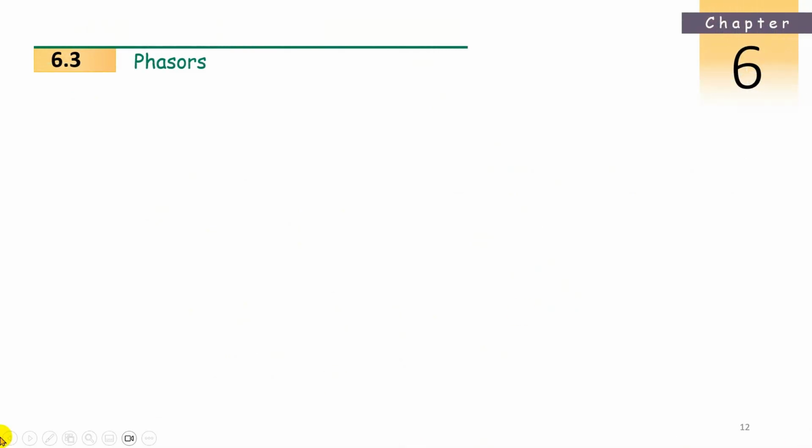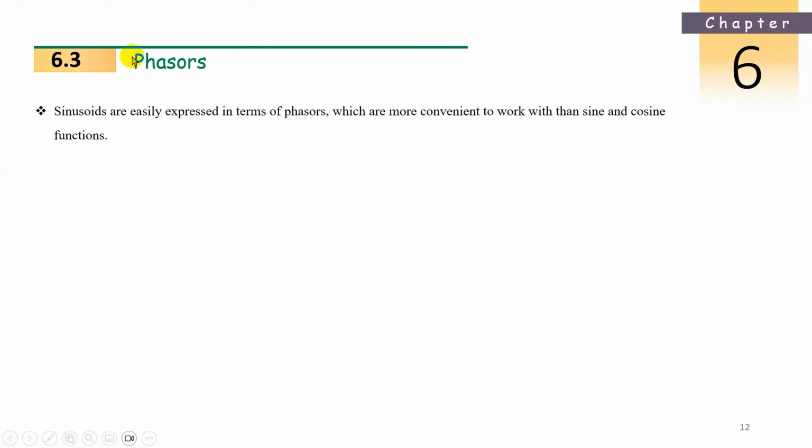Another topic we have is phasors. Sinusoids are easily expressed in terms of phasors. What are sinusoids? Sine and cosine terms can be represented as phasors for our easy day-to-day calculation. So there is no need to work out sine 30, sine 180, sine 90. Just convert to phasors, which are complex numbers, and complex calculation in the calculator is also easy.